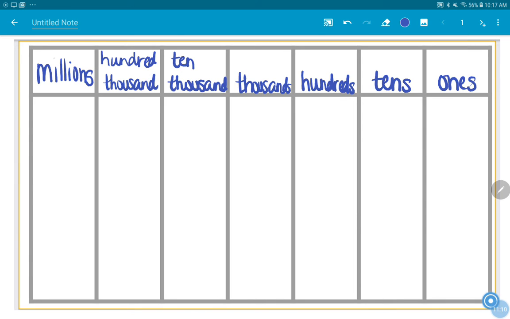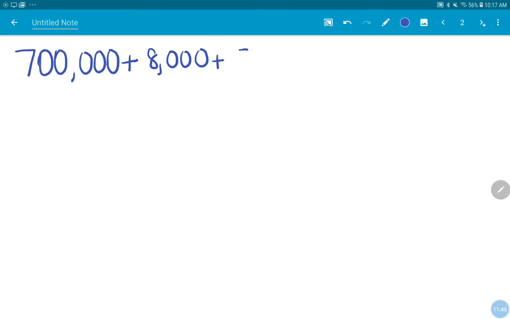All right, on your work map, I'm going to give you a number in expanded form, and I want you to put it into standard form. 700,000 plus 8,000 plus 500 plus 70 plus 3.